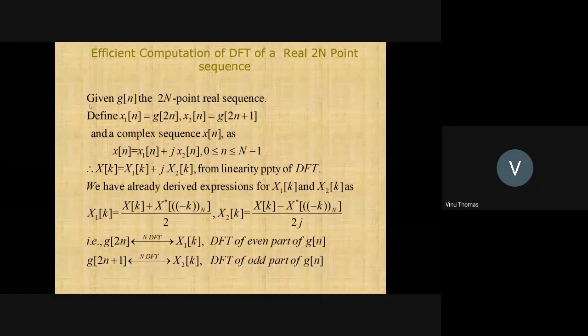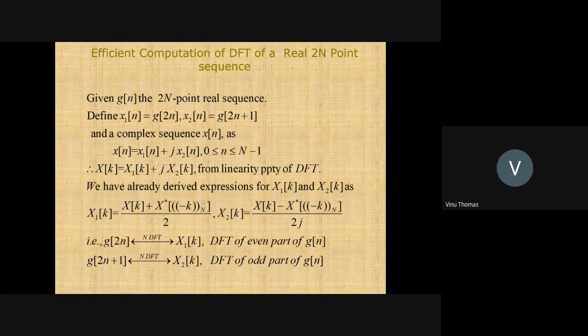So what we have done here is the 2N-point real sequence g of n has been split into an even sequence and an odd sequence, and you have found the DFT of the even sequence and the DFT of the odd sequence. Let me see how many of you can answer this. How will I proceed further? I actually require the DFT of g of n, which is a 2N-point DFT. But now I have the DFT of the even part of g of n and the DFT of the odd part of g of n.